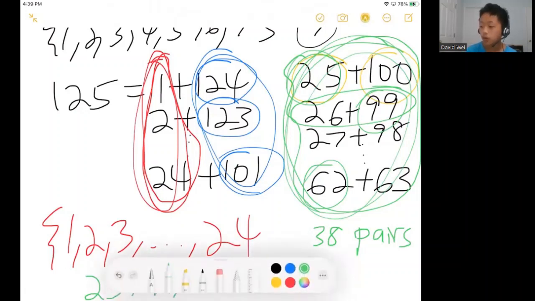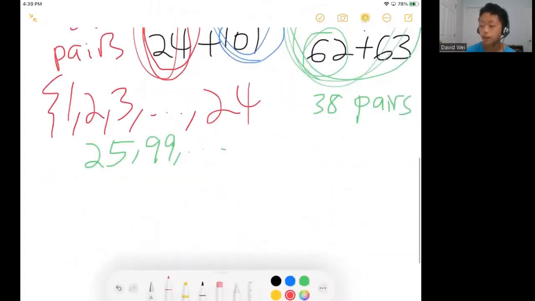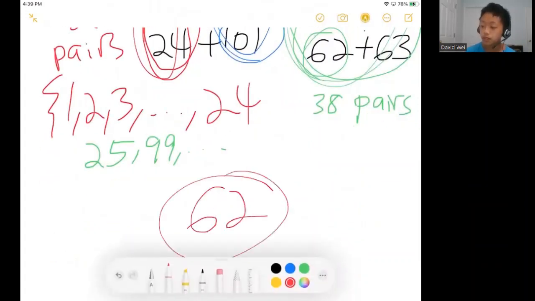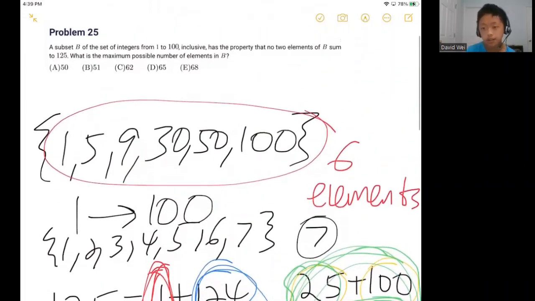But we already have the numbers from 1 through 24. We can just put those in the set for free, because we don't have to worry about their partners since they're not in the range. So the maximum, the best we can do, is going to be 24 plus 38, which is 62. And that would be the answer, which is choice C.